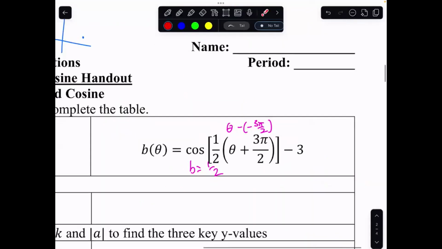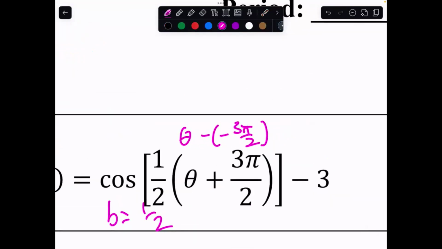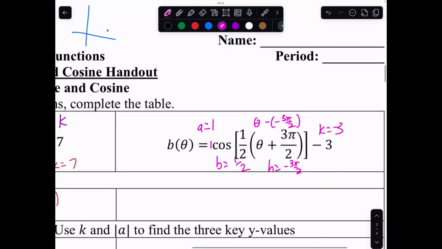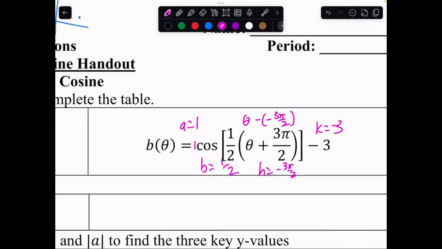Okay, so for this problem, A is invisible 1. I already talked about B is a half. H is the opposite of what it looks like because it's minus negative 3 pi/2. And K is what it looks like. It's negative 3. Okay, so the midline shift, well, K is -3. So the midline is -3. The action is you translate 3 units down. Okay, but again, the actual midline is going to be y equals -3.